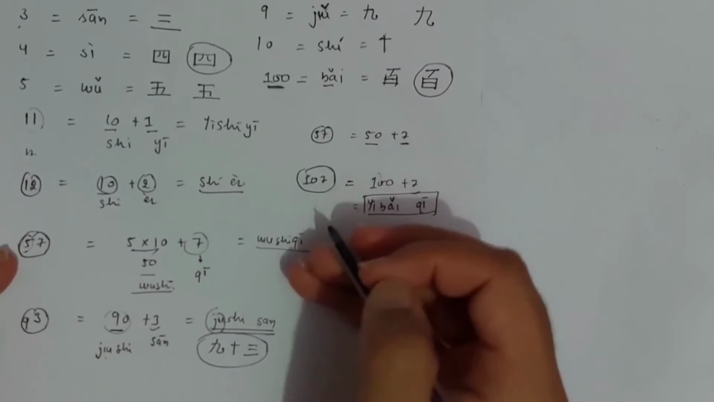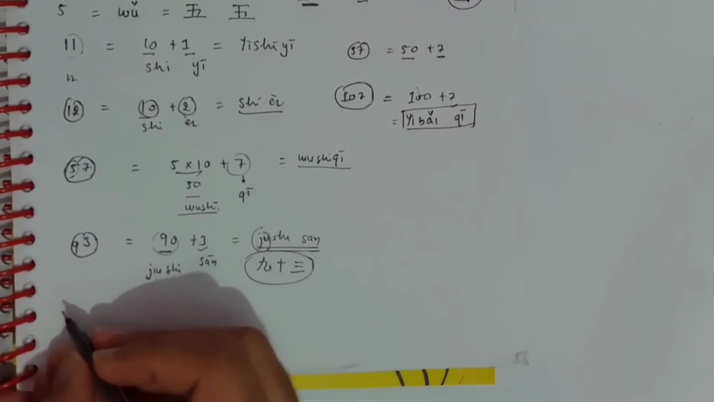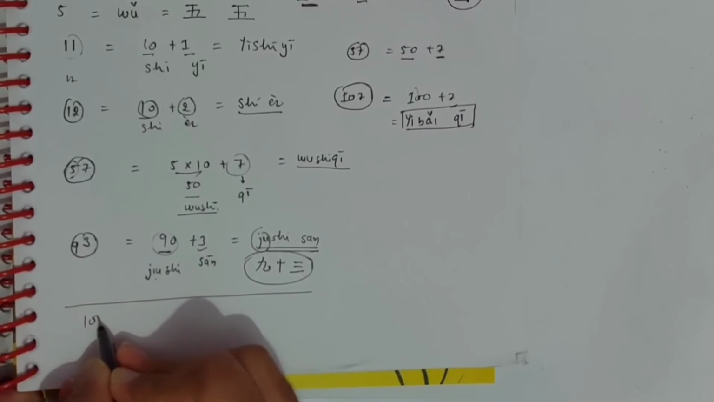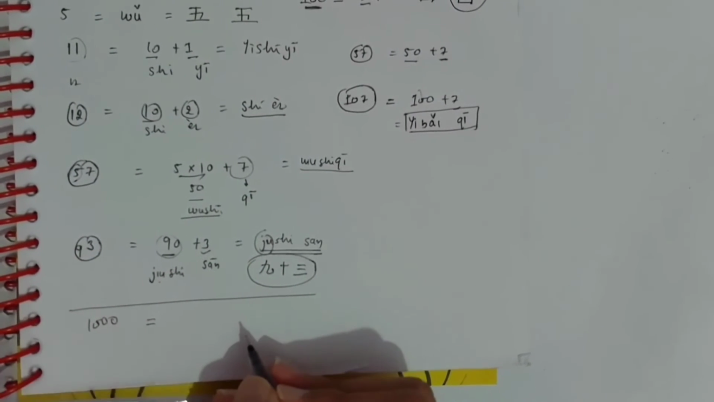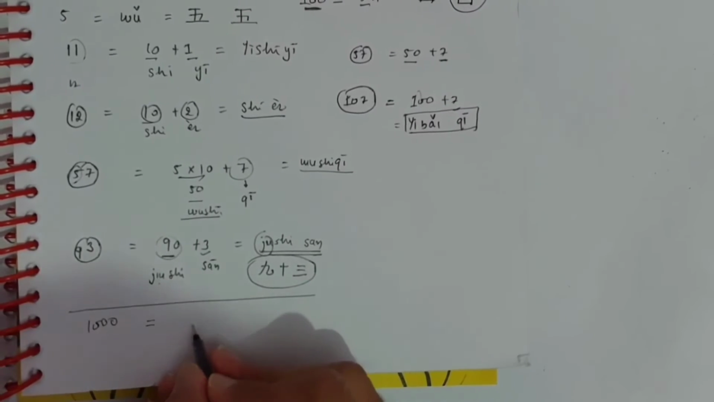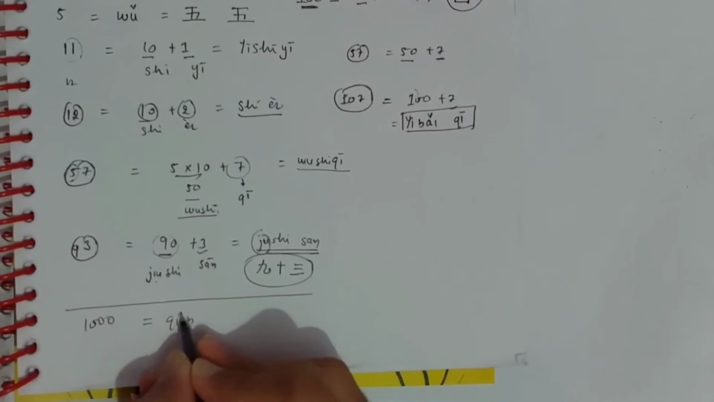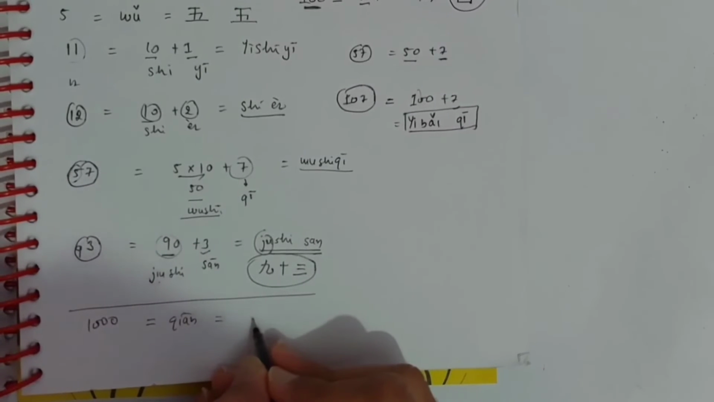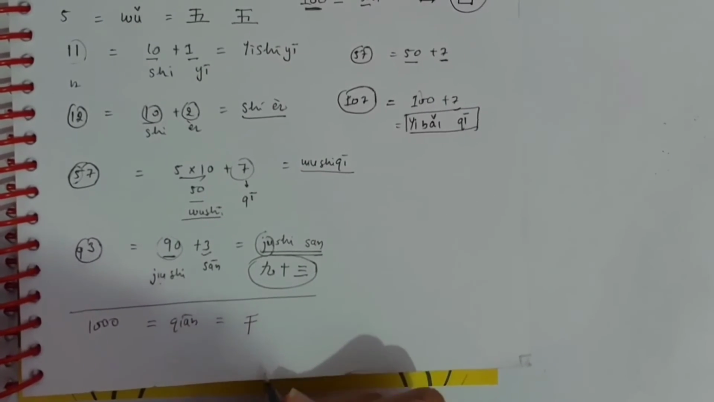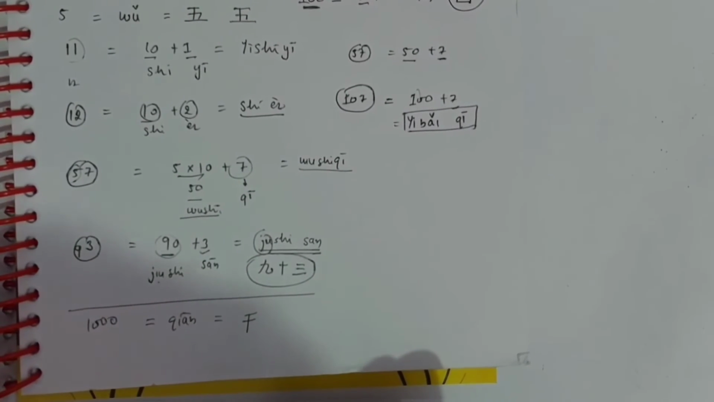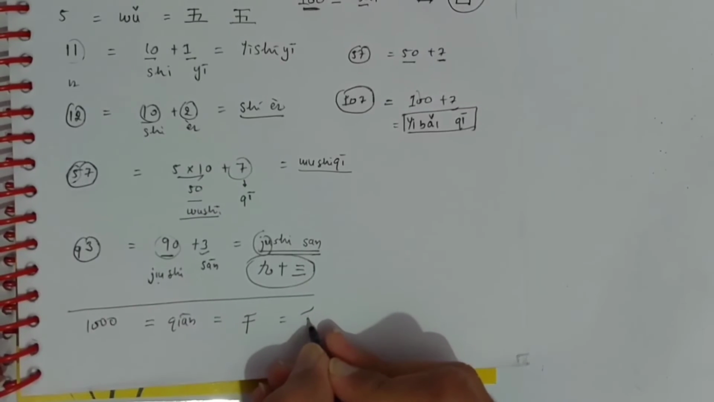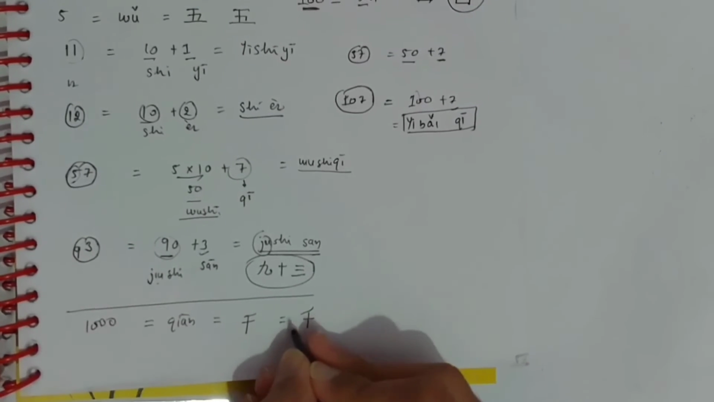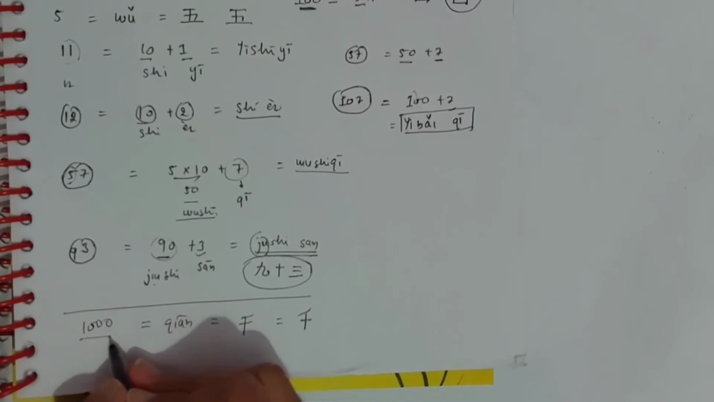Okay, now the next number is 1000. How to say 1000 in Chinese? 1000 in Chinese we say qian. How to write it? Qian we write it like this. Remember, guys, this is a slanted line, but this is straight. We make qian. Qian means thousand.